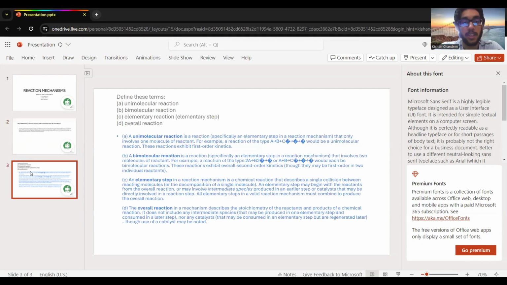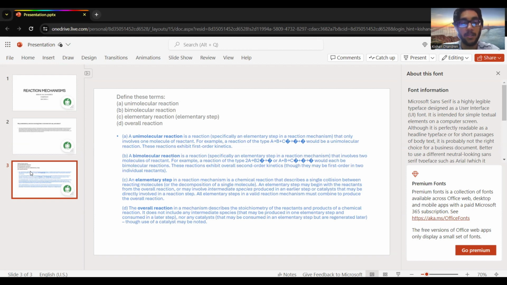The second question will be the definition of terms of the four reactions that we will go through. First is unimolecular reaction. Second is bimolecular reaction. Third is elementary reaction, which is also known as elementary step. And D is the overall reaction. So for A, a unimolecular reaction is specifically an elementary step in a reaction mechanism that only involves one molecule of reactant. For example, a reaction of the type A decomposes into B plus C and more. So this reaction exhibits only first order kinetics.